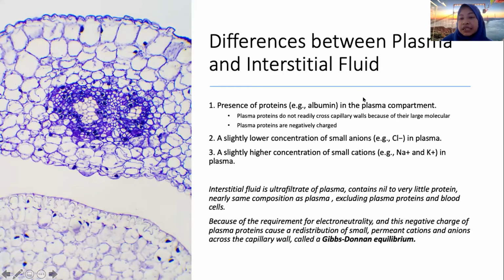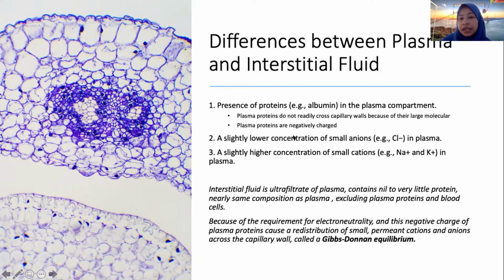And this itself has some consequences for the distribution of the other electrolytes. Because these plasma proteins are usually negatively charged, and our body always tries to maintain the electroneutrality of a compartment, because these plasma proteins are negatively charged.